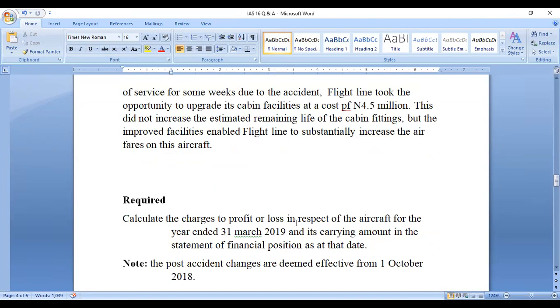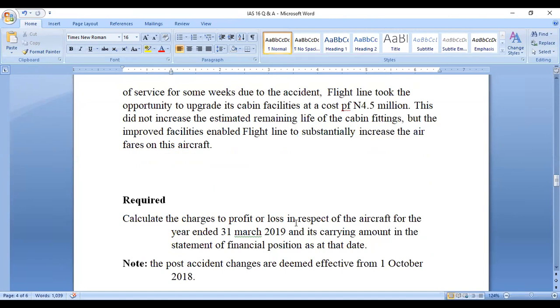cabin facilities at the cost of 4.5 million naira. This did not increase the estimated remaining life of the cabin fittings, but the improved facilities enabled Flight Line to substantially increase the airfares on this aircraft.